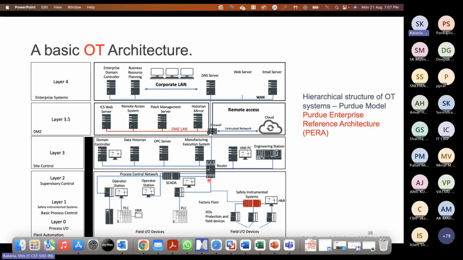And one more thing we should be cautious about is, what about your safety instrumented system? Sir, can you please repeat? I couldn't hear. Yeah, I was asking, what about the safety instrumented system? Should we also monitor that?